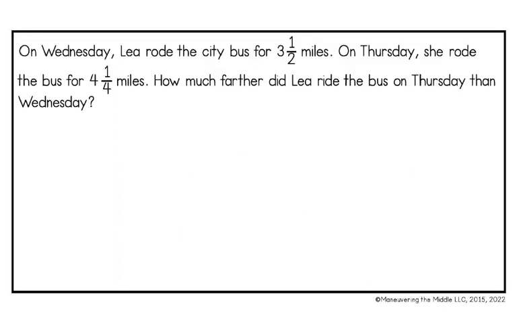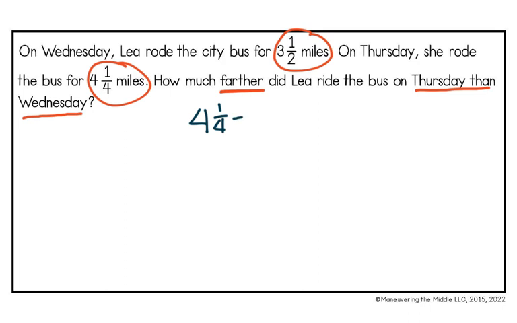All right, next question. So on Wednesday, Leah rode the city bus for 3.5 miles. On Thursday, she rode the bus for 4 1/4 miles. How much farther did Leah ride the bus on Thursday than Wednesday? So we need to find out how much further she rode the bus on Thursday. So that's telling me that we need to subtract. So I'm going to write our problem. So we're going to have 4 1/4 minus 3 1/2.